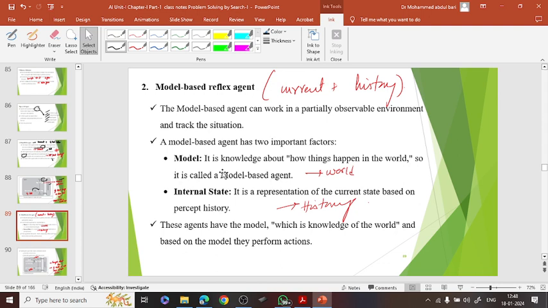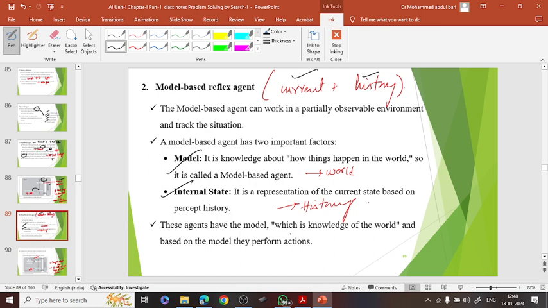The next part is the model-based reflex agent. A model-based reflex agent will take into consideration the current situation plus history. The difference is that it takes current plus history, and it knows how things in the world work. It also takes history into account, which is the knowledge of the world. This agent has a model of its surroundings and of how things are going to perform.